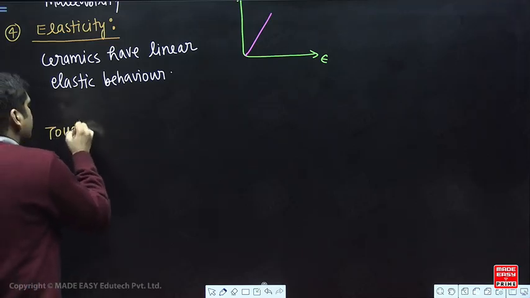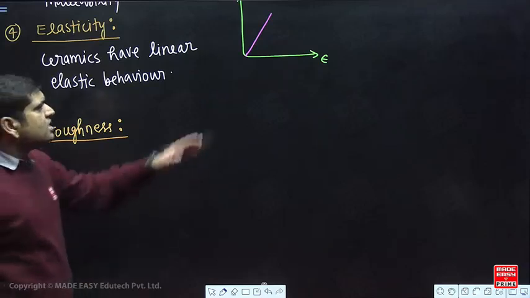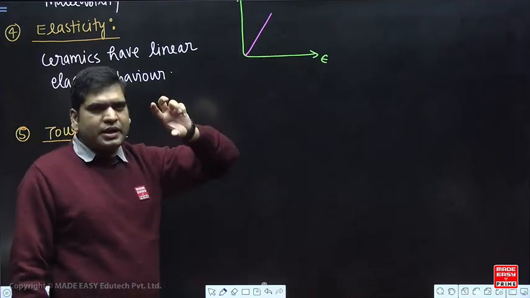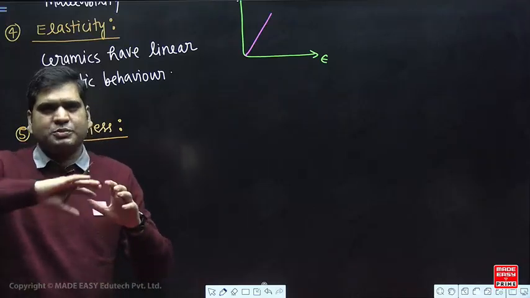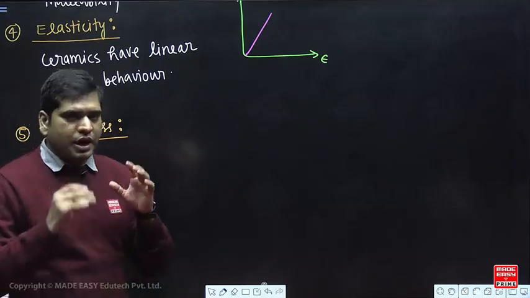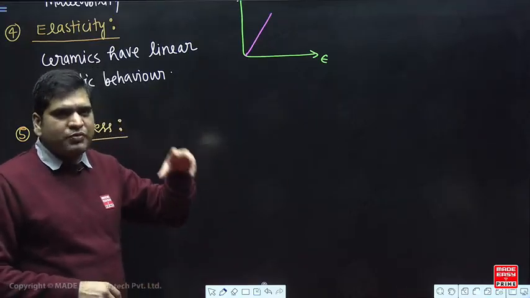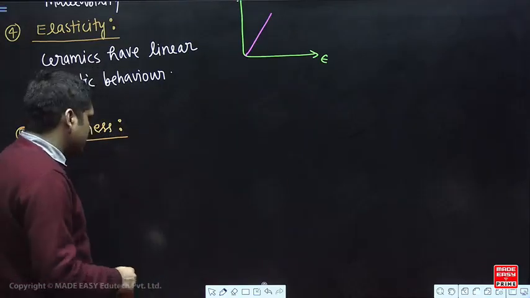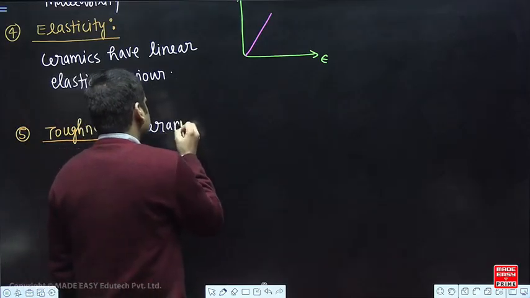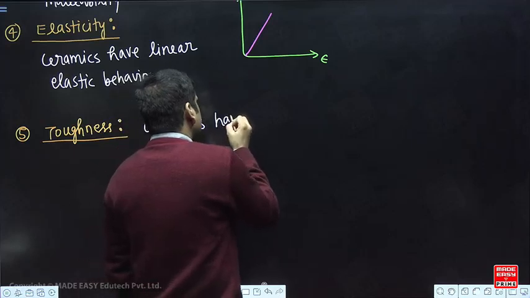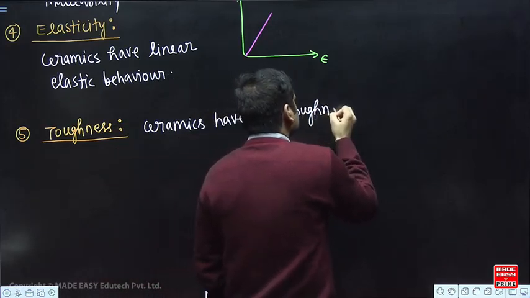Toughness. Toughness is shock absorbing capability. Since they have linear elastic behavior, they will have very less area under the curve. If they had plastic deformation, there would be a large area under the curve, and the area under the stress strain curve gives you toughness. So ceramics have very low toughness in comparison to ductile materials.